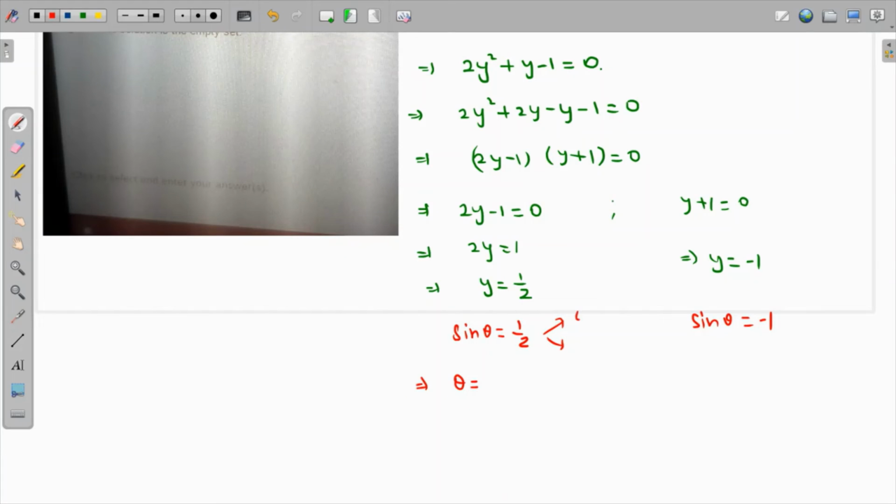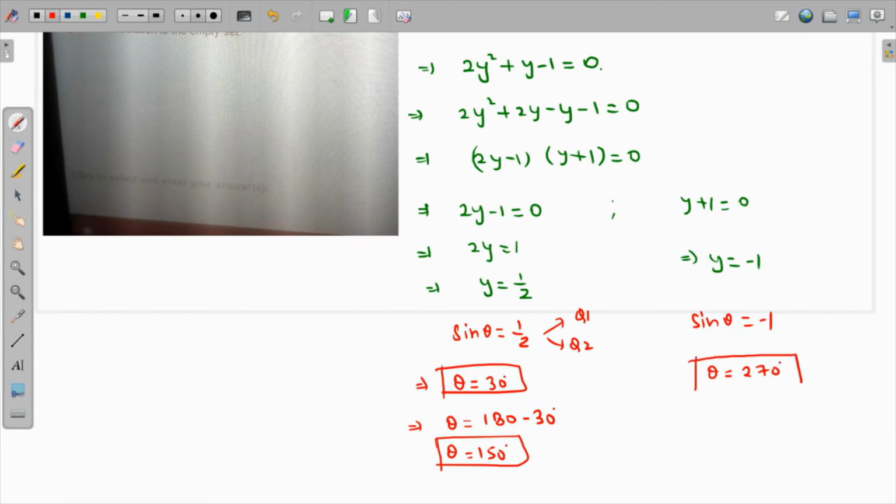solutions if sine is positive. It's quadrant 1 and quadrant 2. So in quadrant 1, sine inverse 1 over 2 is definitely 30 degrees. And in quadrant 2, that's going to be 180 minus the reference angle, which is 30 degrees. So this is 150 degrees. So these are the two solutions, and from here sine theta is -1 only in one case between 0 and 360, when theta is 270 degrees. So these are the three solutions.